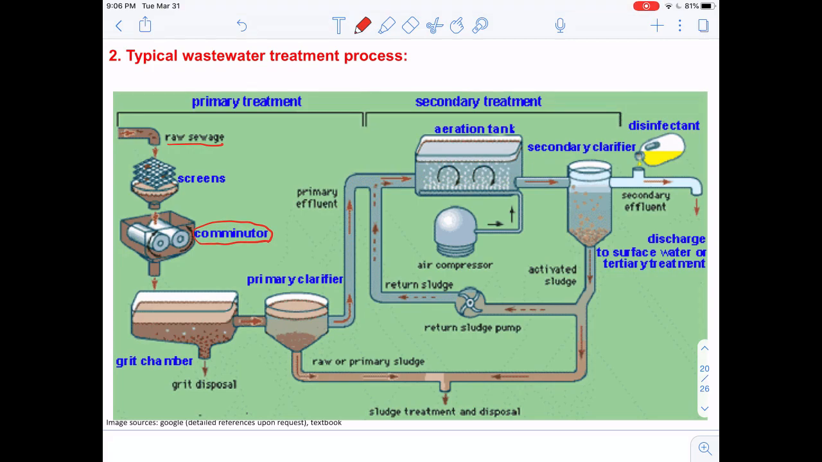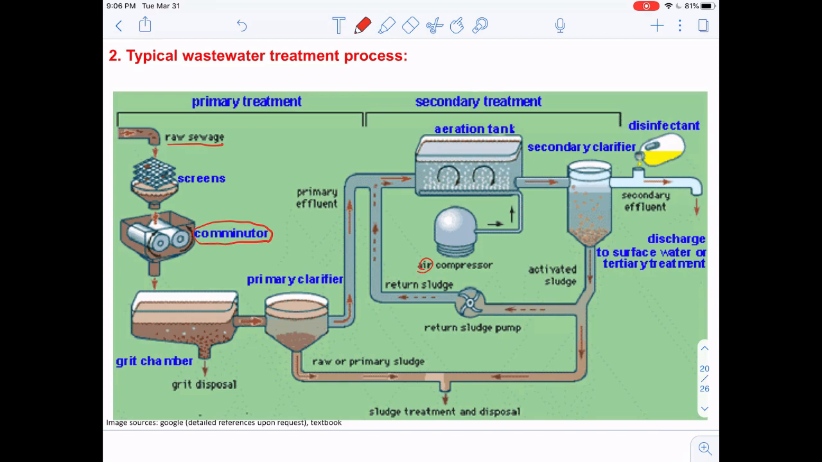So then the water will be introduced into this grit chamber where these larger particles are going to get removed, and then it will be introduced into the primary clarifier, right? So the particles will further settle down, and then the cleaner water will go to an aeration tank. Inside the aeration tank, we're bubbling a lot of air to maximize the oxidation of the organic components in the water to lower the BOD values.